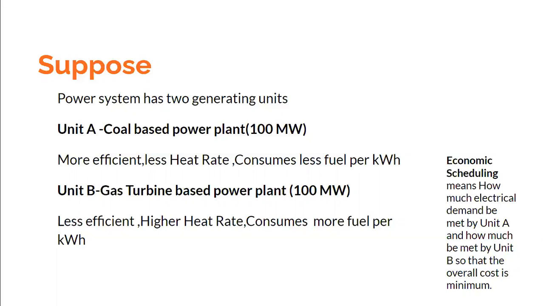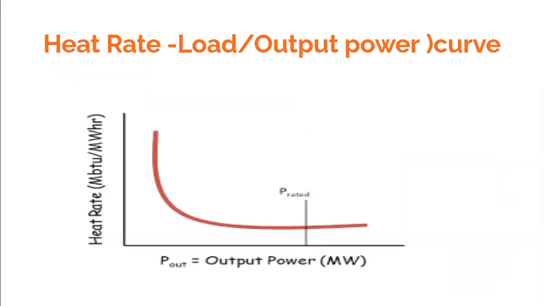Economic scheduling means deciding upon a criterion, and that criterion is minimum variable cost. How much of the electrical demand would be met by unit A in this case, and how much would be met by unit B? And what is the criterion? The criterion is that the overall variable cost, the fuel cost, is minimum. In order to understand this, we need to look at some very elementary concepts.